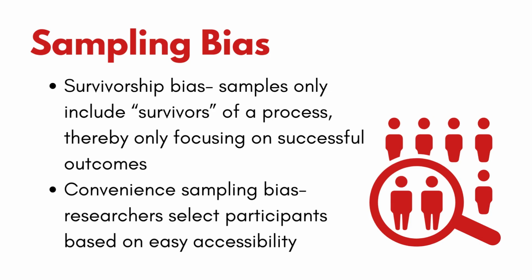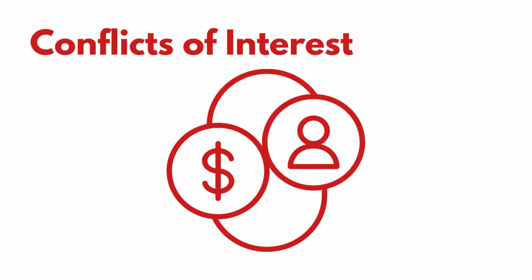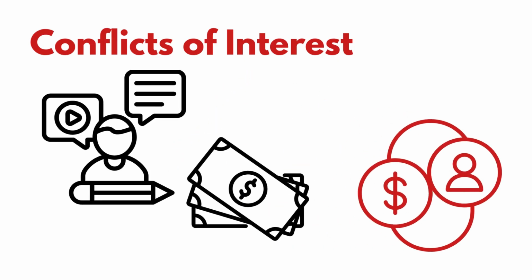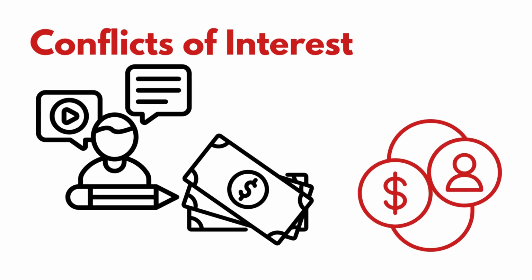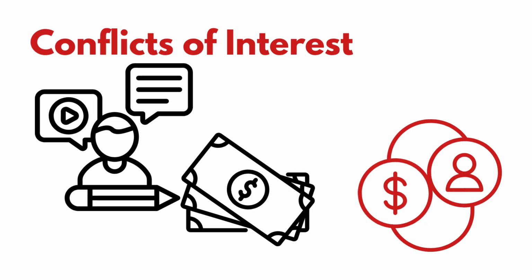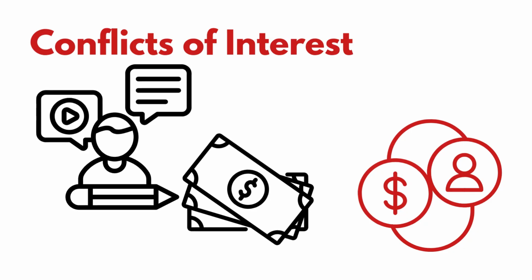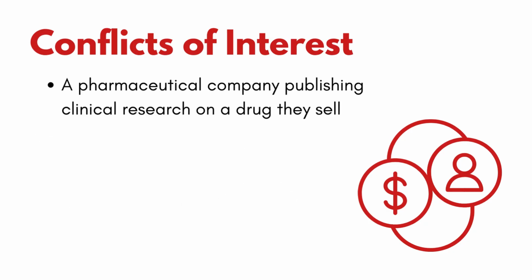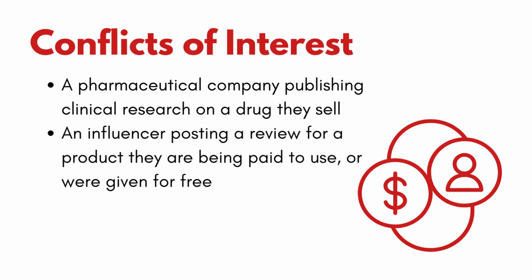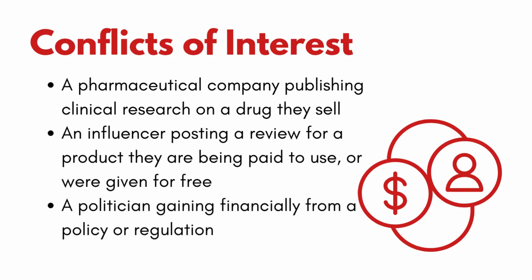A conflict of interest is a type of bias that occurs when someone has multiple conflicting interests. In relation to information, a conflict of interest may occur when an information creator stands to benefit in some way, usually financially, from the dissemination of information. A conflict of interest might look like a pharmaceutical company publishing clinical research on a drug they sell, an influencer posting a review for a product they're being paid to use or were given for free, or a politician gaining financially from a policy or regulation.